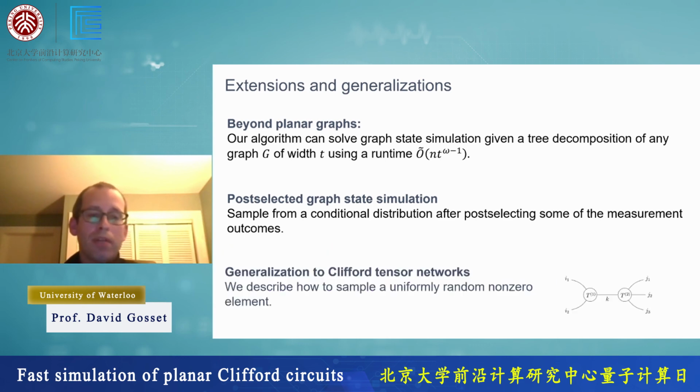And then we also generalize to something called Clifford tensor networks, where you have a set of tensors which need to be contracted, and each tensor, when viewed as a vector, is a stabilizer state. I don't want to get into the details of that here. I don't really have time to define what I even mean by a Clifford tensor network, but one can generalize our algorithms to that setting as well.